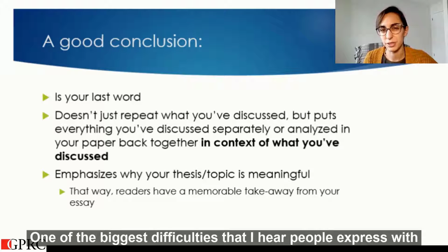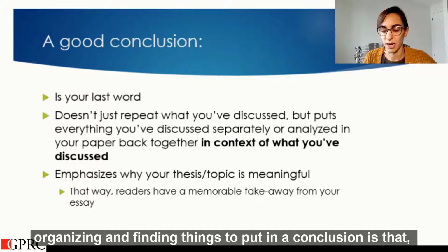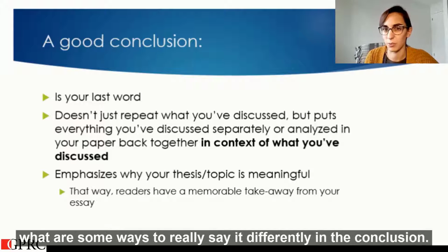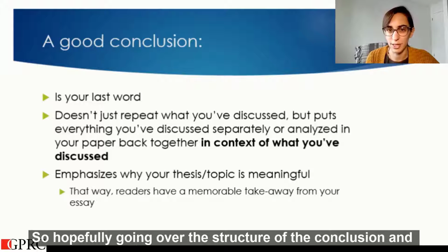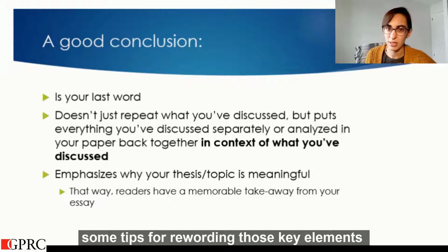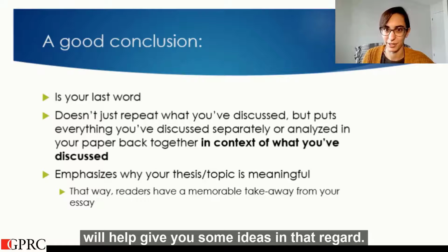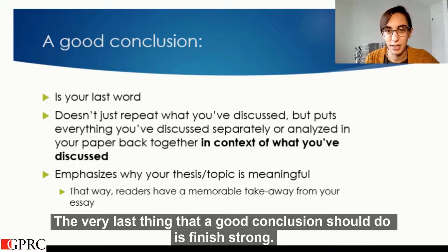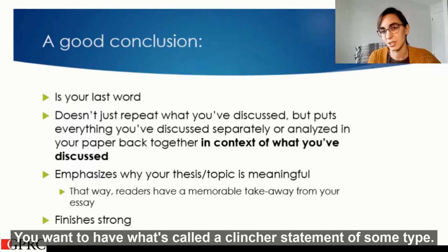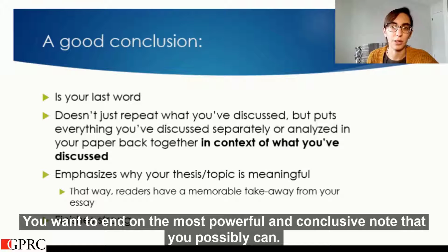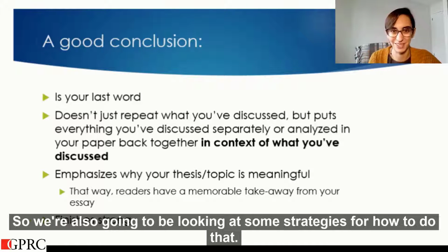And one of the biggest difficulties that I hear people express with organizing and finding things to put in a conclusion is that since you've already mentioned all this stuff in the paper, what are some ways to really say it differently in the conclusion? So hopefully going over the structure of the conclusion and some tips for rewording those key elements will help give you some ideas in that regard. Okay, and then the very last thing that a good conclusion should do is finish strong. You want to have what's called a clincher statement of some type. You want to end on the most powerful and conclusive note that you possibly can. So we're also going to be looking at some strategies for how to do that.